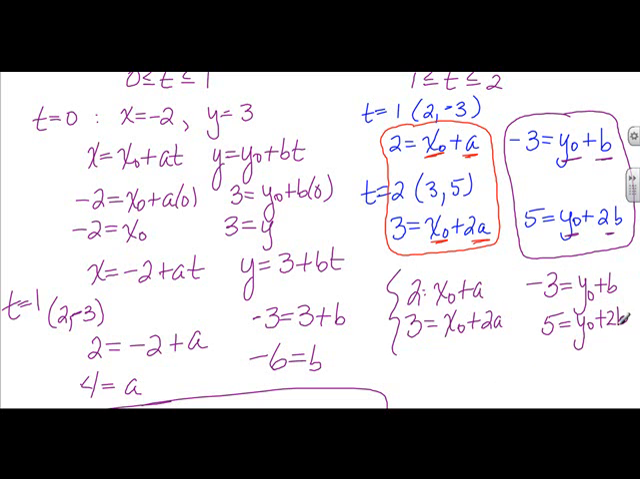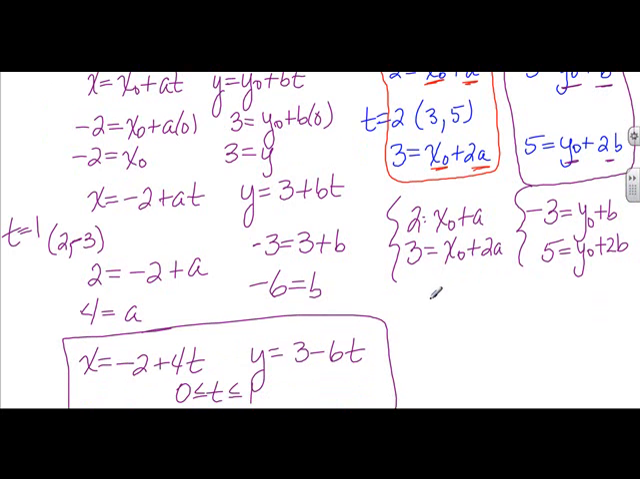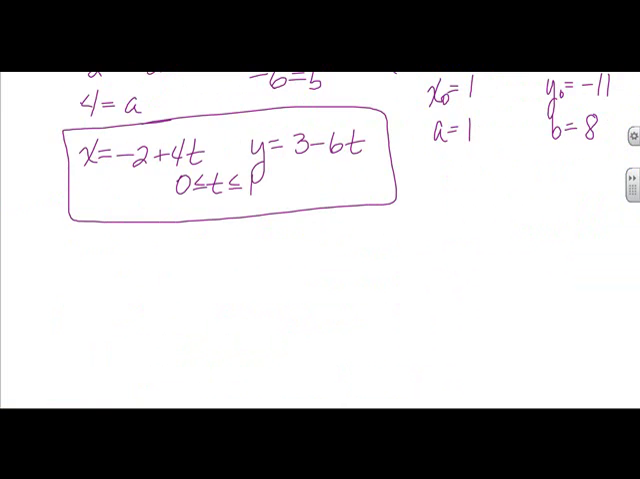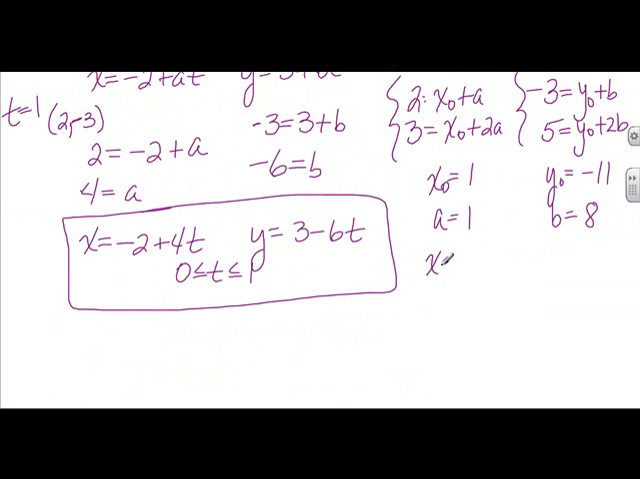Solving those systems of equations, you should get a value of x sub 0 that's equal to 1, and a value of a that is equal to 1, and a value for y sub 0 that's equal to negative 11, and a value of b that's equal to 8. So the parametric equations, x equals 1 plus t, and y equals negative 11 plus 8t, on the parameter interval from 1 to 2, will generate the second leg of your graph. So we should check that.